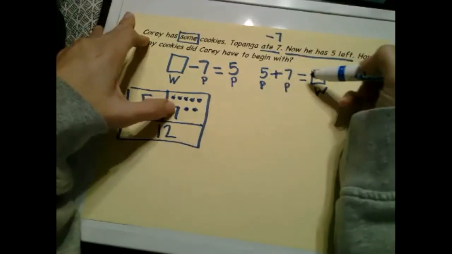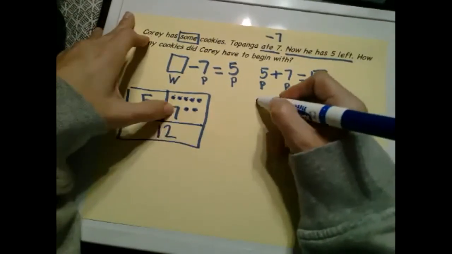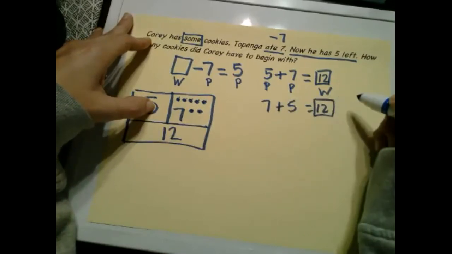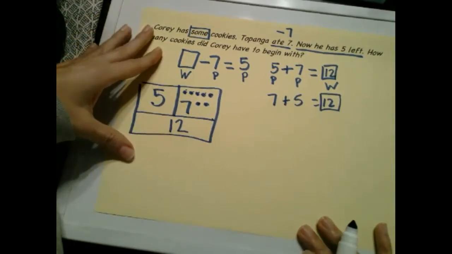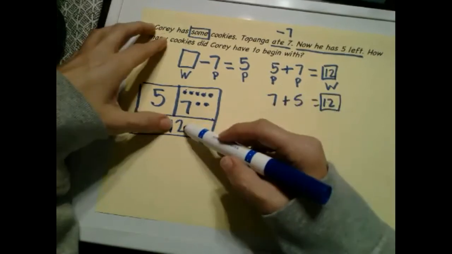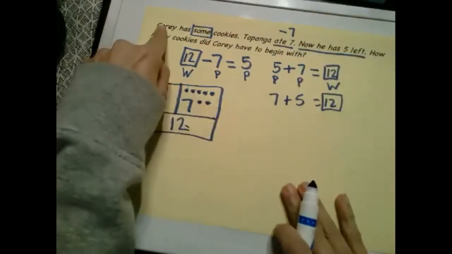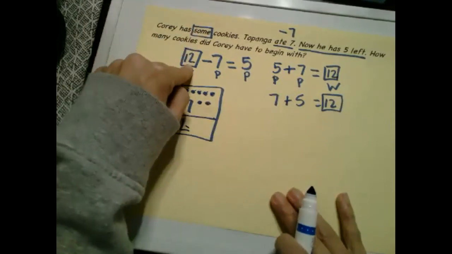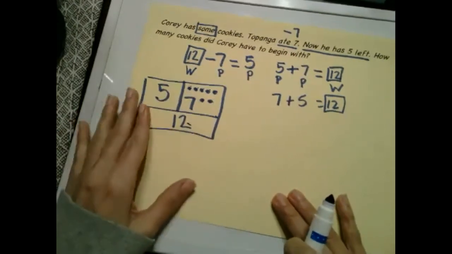5 plus 7 equals 12. And I could write the turnaround fact, 7 plus 5 equals 12. I could use my subtraction to help me as well. 12 minus 7 leaves me with 5. So how many did Corey end with or begin with? He started with 12. Then Topanga ate 7, and now he has 5 left.